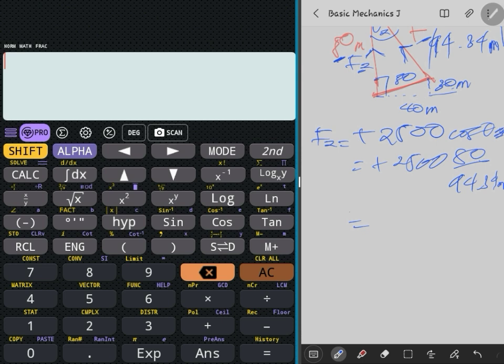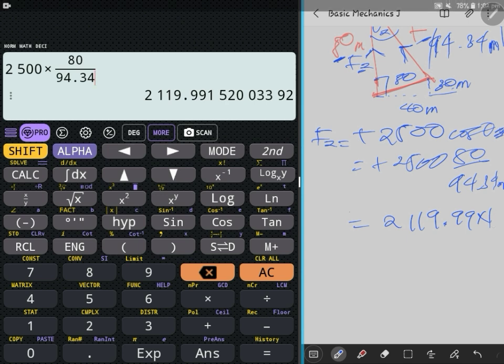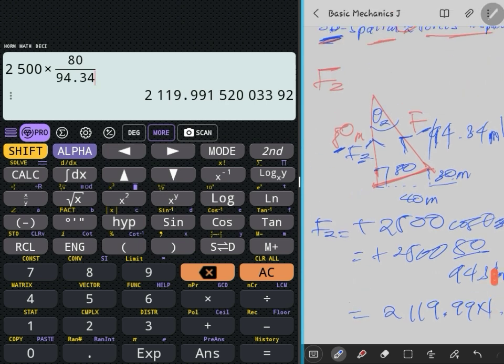So let's see, 2500, the direction is positive already, times 80 over 94.34, right? So this is what I'm getting, 2119.99 newtons. Right, so this is what's happening. Now that we have this FZ, let's go back to the diagram.